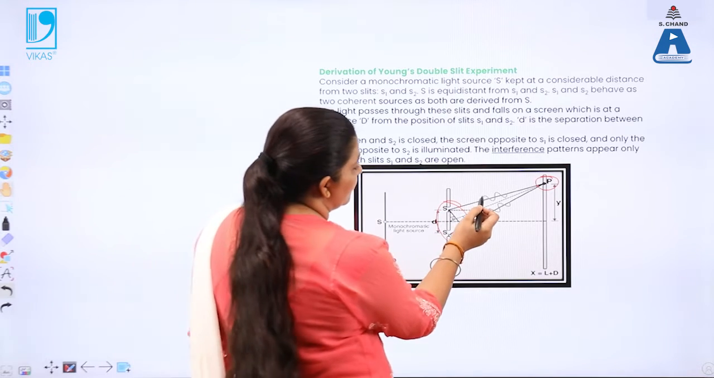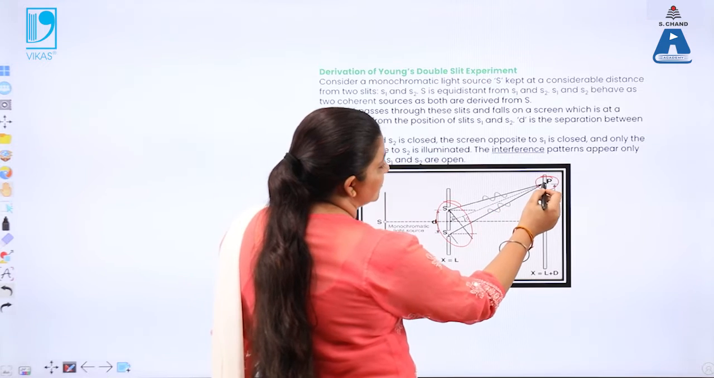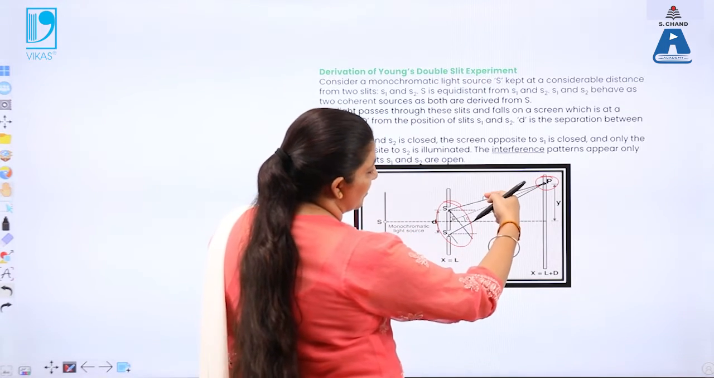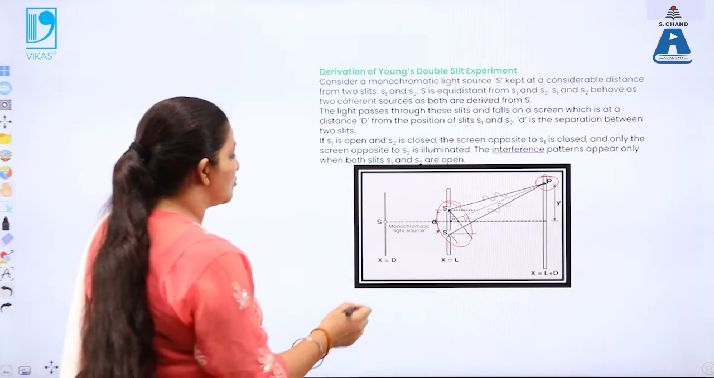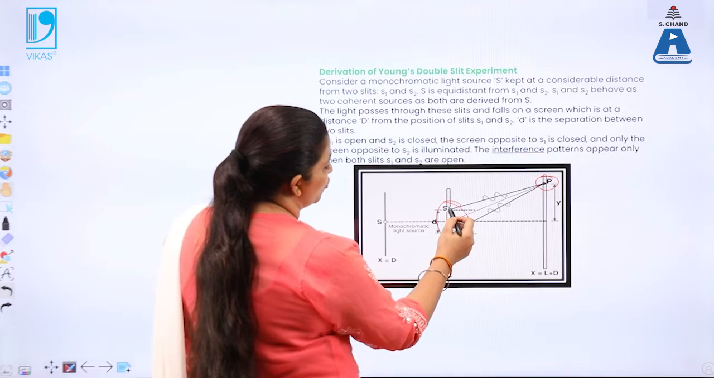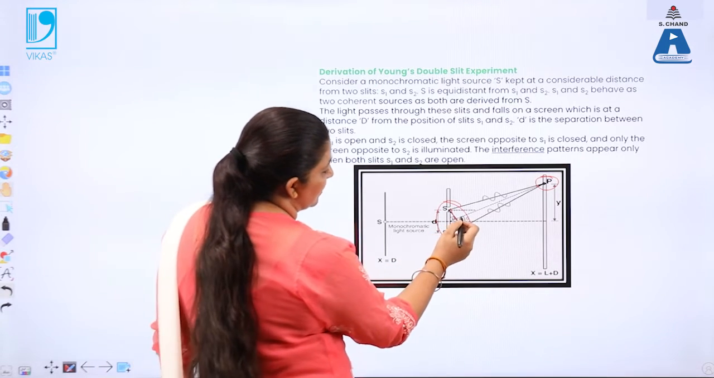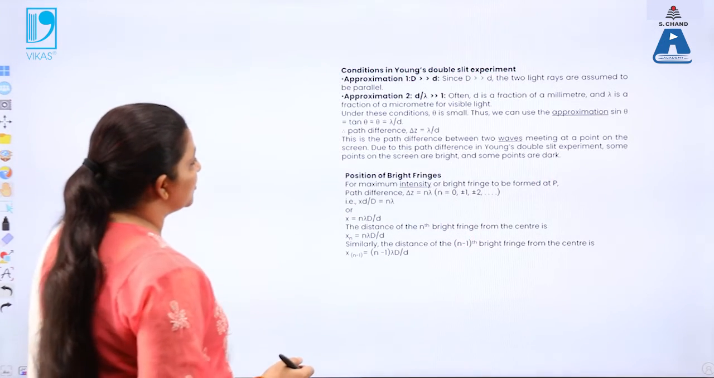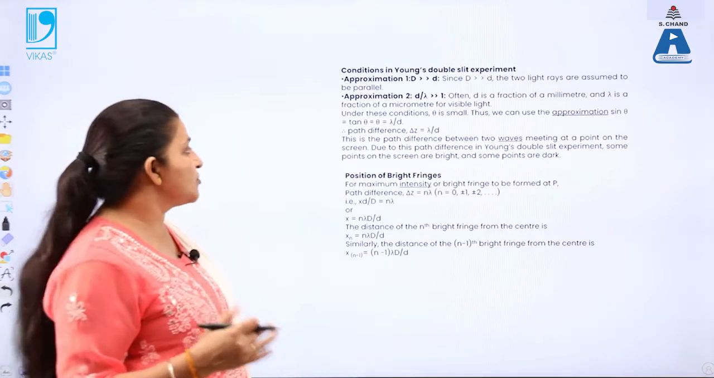When constructive interference of these two waves occurs, a maximum will be formed at this point, and when destructive interference occurs, a minimum will be formed at the point P. The path difference between these two rays is equal to d cos theta. If this angle is theta, then that angle is also theta over here. Now there are conditions in order to get maxima and minima on the screen.